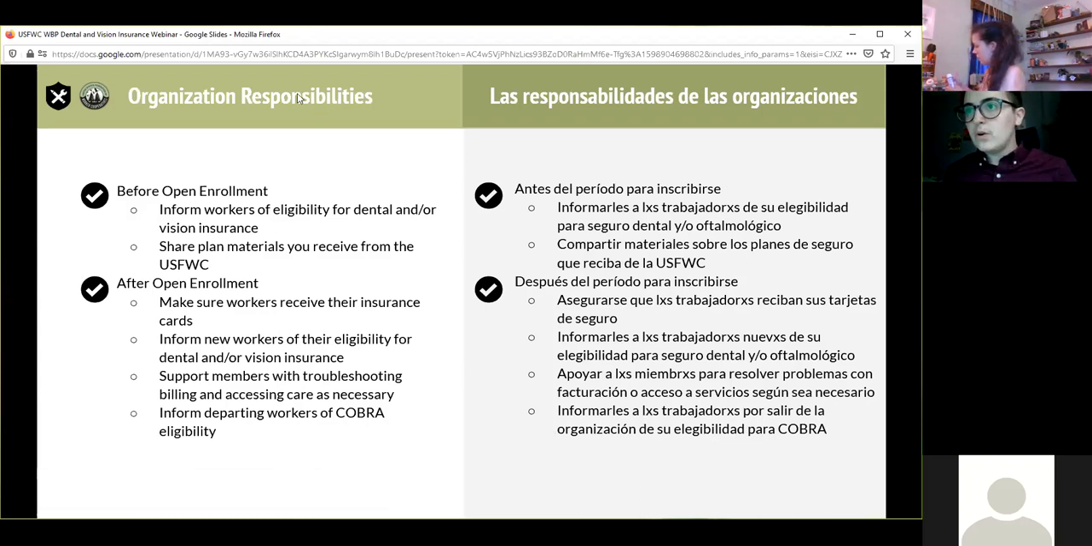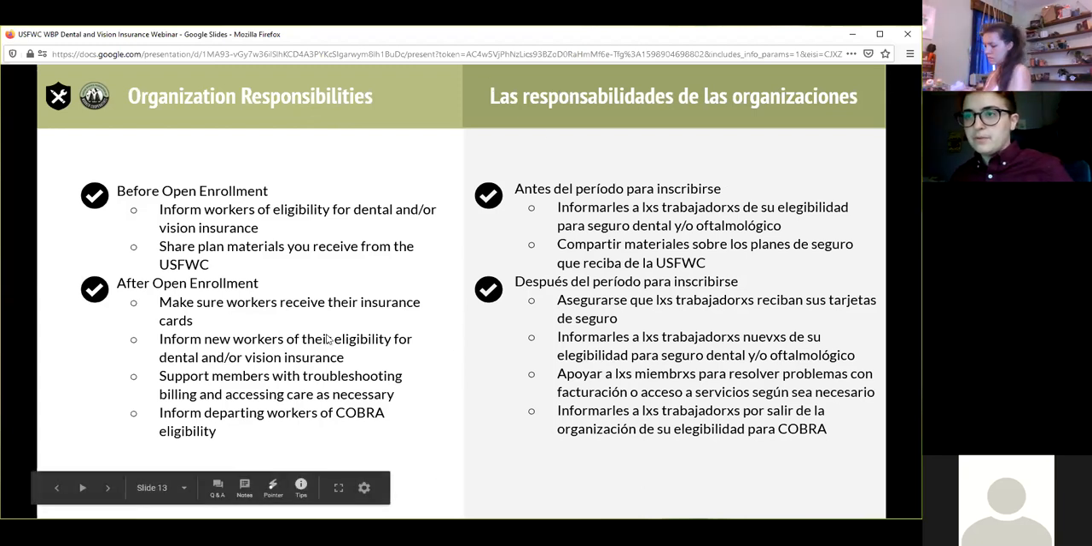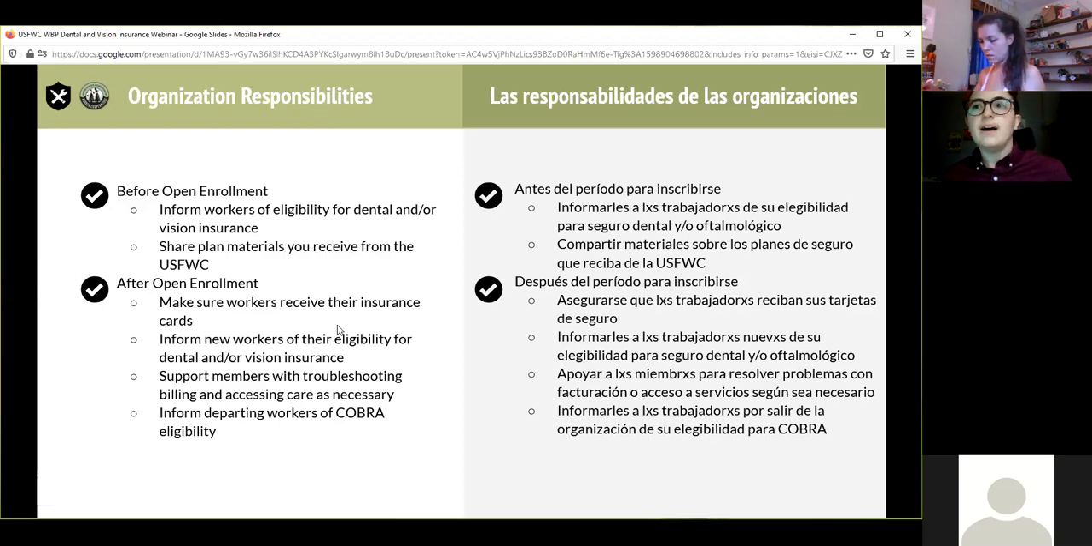So then, organizational responsibilities. As organizations that are enrolled in the program, there are certain things that you need to do in order to get enrollment squared away and to make sure that folks within your workplace are up on what they need in order to access these benefits and utilize them and get their teeth cleaned and their eyes checked.